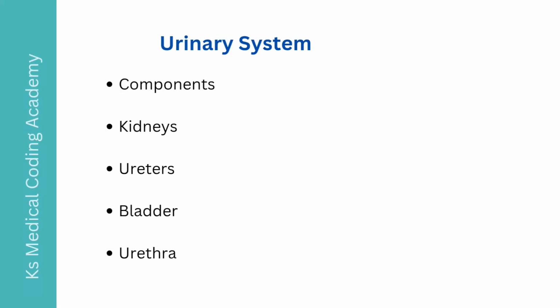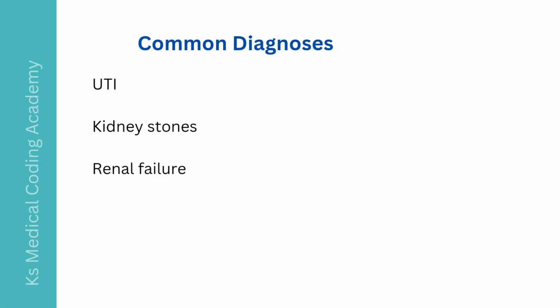Urinary system. Components. The urinary system consists of the kidneys, ureters, bladder, and urethra. It removes waste products from the body and maintains fluid balance. Common diagnoses. Common conditions include urinary tract infections, kidney stones, renal failure, and incontinence.